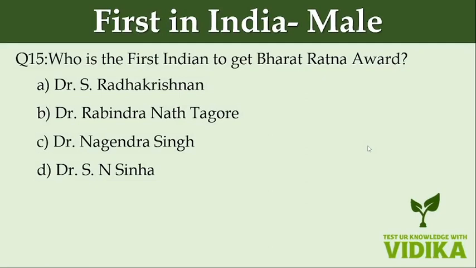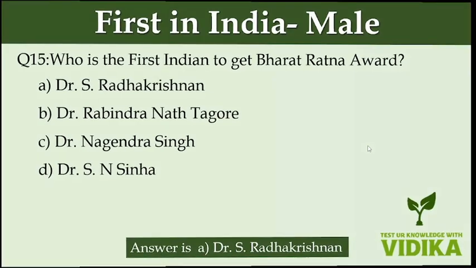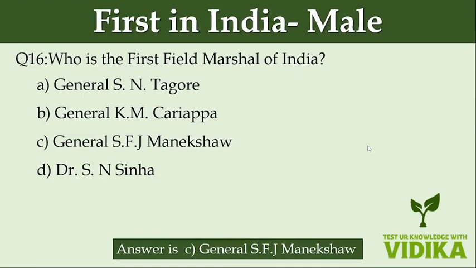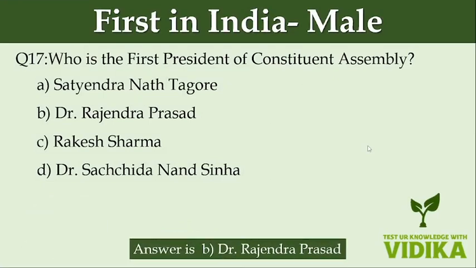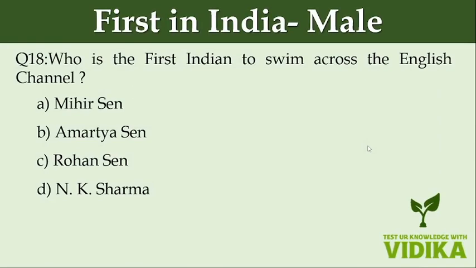Who is the first Indian to get Bharat Ratna Award? First Field Marshal of India. Who is the first President of Constituent Assembly? First Indian to swim across the English Channel.